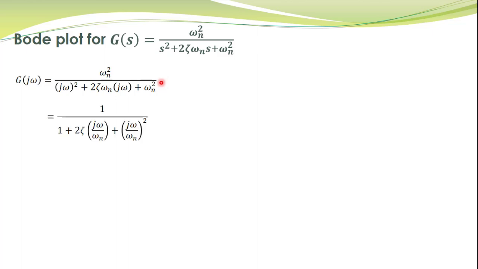The same transfer function is rewritten over here. We have divided both the numerator and denominator by omega n square, so we get 1 over here. This omega n square divided by omega n square is equal to 1, which is written over here, and this term is written over here. We have simply divided both the numerator and denominator by omega n square, and then we have rearranged the terms.